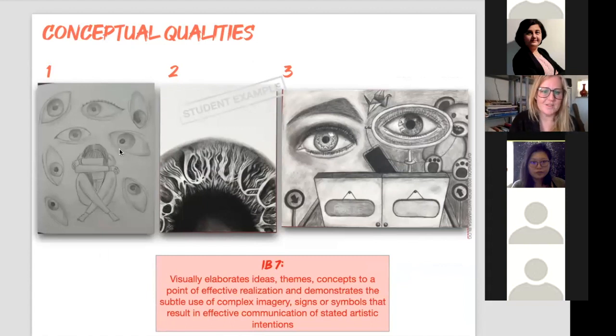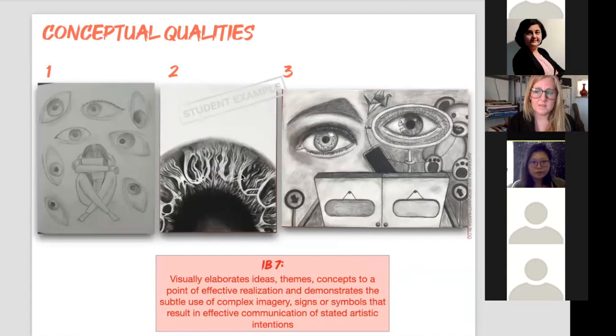The second thing I wanted to highlight was the conceptual qualities, because we all have these students. So this was the first idea of the student. It's highly conceptual. You know, the student's going through some emotional issues. She's got eyeballs all around her. People are looking at her. It's very stressful. So conceptually, this is very strong. Technically, no, it's not great. The body's not proportioned. There's a lot of unfinished issues going on.